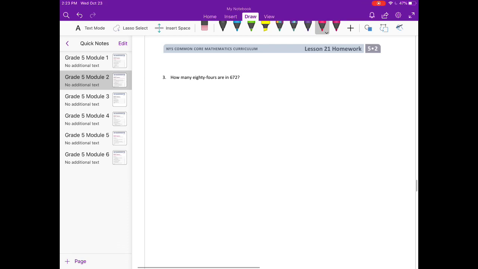How many 84s are in 672? So it can't go in 6 or 67. So let's try 84 times 7. Again, I'm just estimating. I looked and I think 84 could go into 672 about 7 times. I know 2 would be too small and 10 is too big.